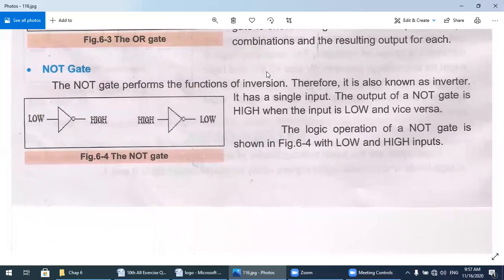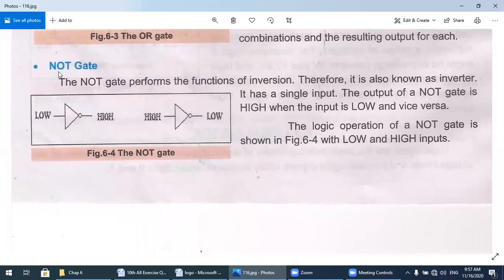Third gate, the basic third gate is the NOT gate. As we know, the NOT operator is used for the negation purpose. The NOT gate performs the function of inversion. Therefore, it is also known as an inverter. It has a single input. The output of the NOT gate is high when the input is low, and vice versa.